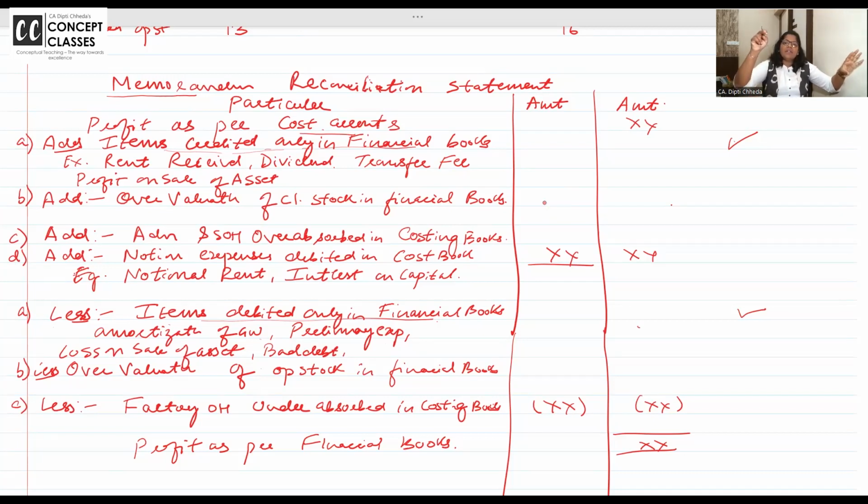You have undervalued opening stock, 10. There they have debited 12. Now you also debit 2 more. If you debit, what's the impact on profit? Less.